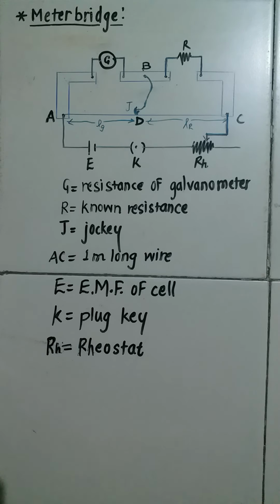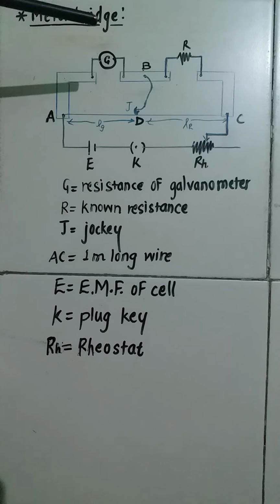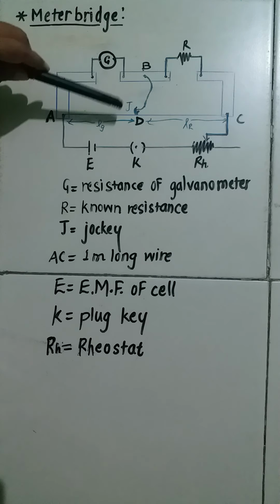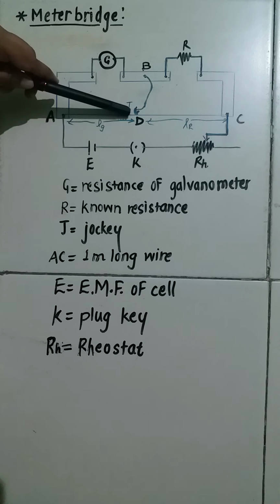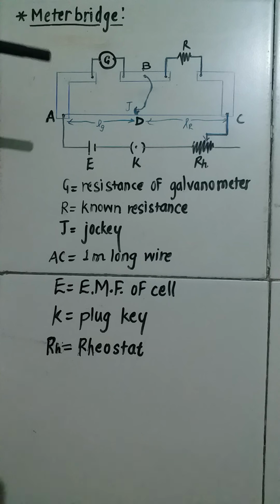Now to minimize error, this same procedure can be repeated by interchanging the position of the galvanometer and known resistance. By that we can reduce error by taking the average value of two readings. And the fourth precaution: when we want to find this equal deflection point D, at that time you should tap the jockey at different points of the wire. Don't slide it. Here we have completed Kelvin's method to determine the resistance of galvanometer by using meter bridge.